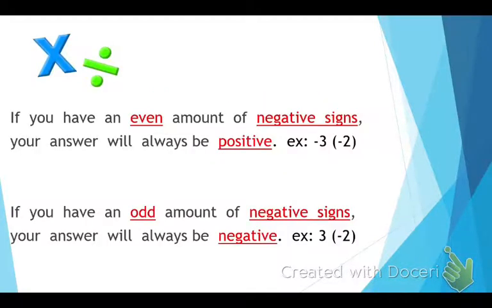All right, so that's the rules for adding and subtracting. Totally different rules for when we multiply and divide. Read me what these rules are. Go ahead. If you have an even amount of negative signs, your answer will always be positive. Very good. Okay, this is only for multiply and divide. Read me the next part. If you have an odd amount of negative signs, your answer will always be negative. All right, so remember that as we do our review game today.